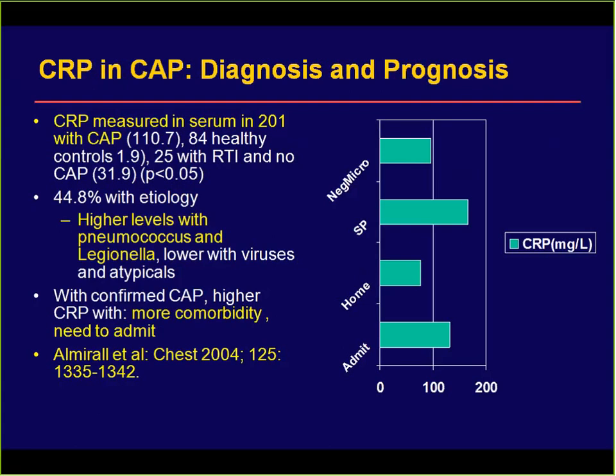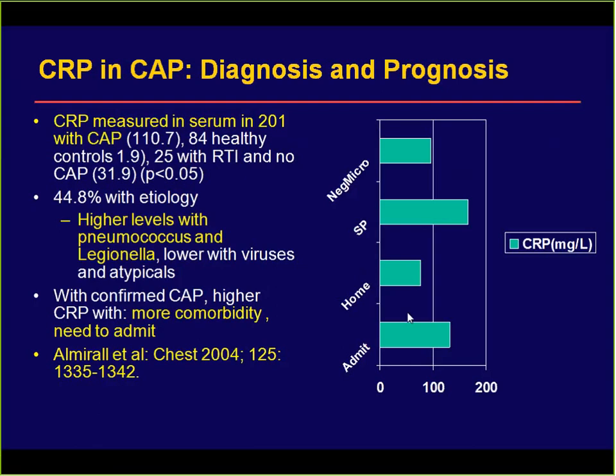This is sort of typical of what you might read in the literature of C-reactive protein. This was a study done 10 years ago, looking at 200 patients with community-acquired pneumonia, some healthy controls, and patients with respiratory tract infections but no community-acquired pneumonia. And you can see that with pneumococcal infection, C-reactive protein was higher, and if they had a negative microbiology, patients who were sicker and required admission had higher levels than those who went home. And again, this is the kind of information that's used.